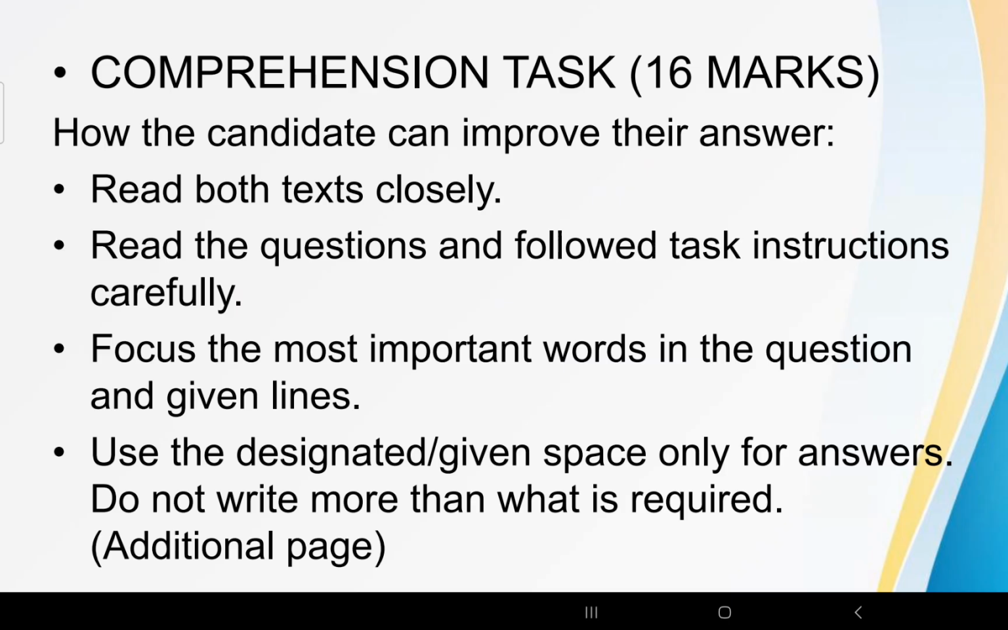Then you have read the questions, you have read the text. Now what are you going to do? You need to do it from the first part, that is A. Again you will read question number 1, that is the A part, and you will have the line number or paragraph number given there. You will go back to text A, go to that specific part, and focus on the most important words in the question and the given lines.